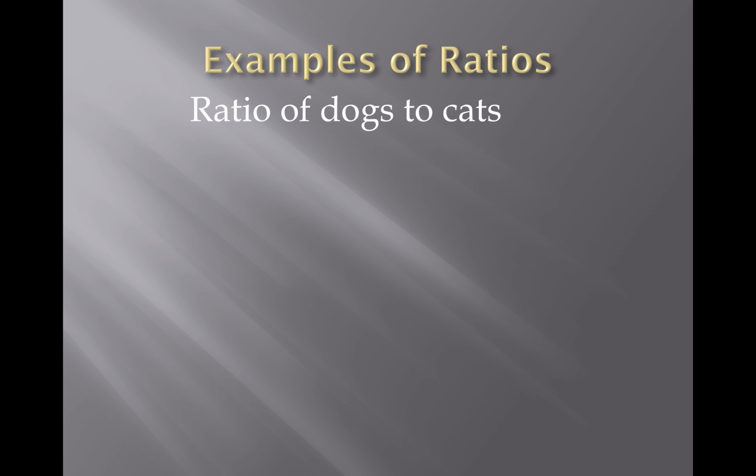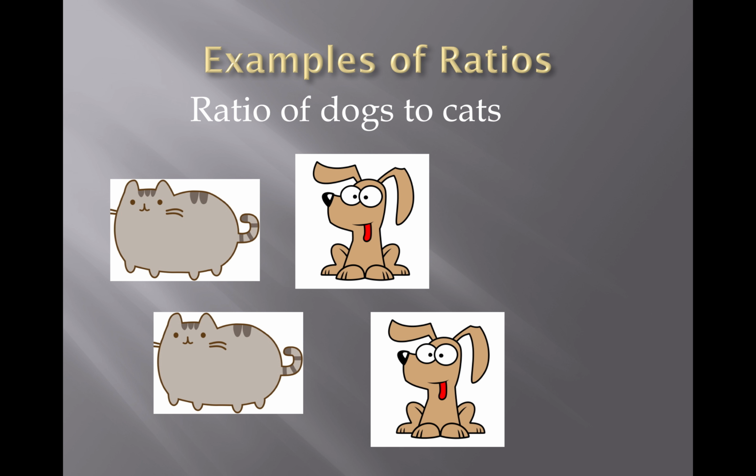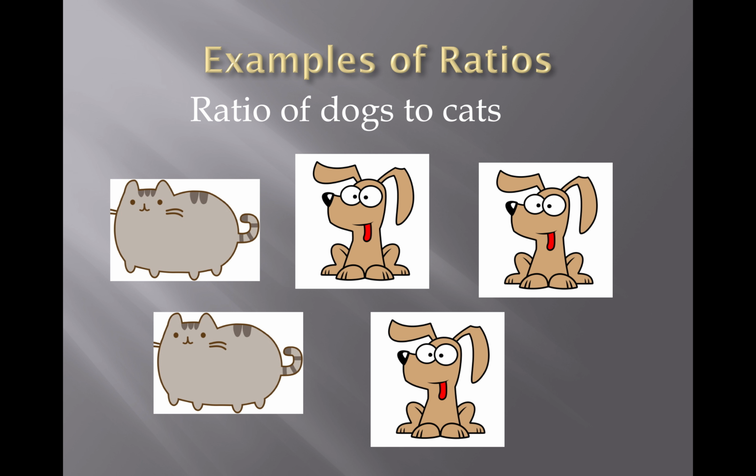Another example, if we did dogs to cats. Let's use the same example. In the beginning we used cats to dogs, but now we could use dogs to cats. In this case, we would write it in 3 different ways: 3 to 2, 3 colon 2, and with a fraction, 3 over 2. So again, you could go from cats to dogs or dogs to cats. Depending on which order you have, you will get a different answer.